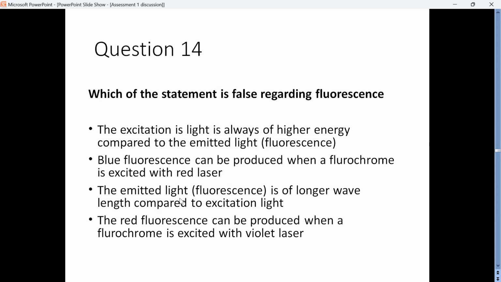Third point, the emitted light is of longer wavelength compared to excitation light, which is true. Fourth point, red fluorescence can be produced when a fluorochrome is excited by a violet laser. This is possible, so this is correct. The false statement is this one.